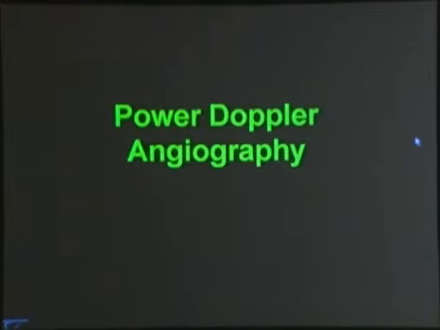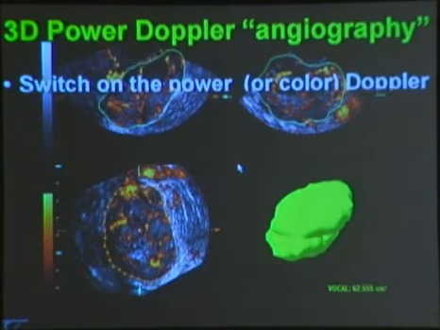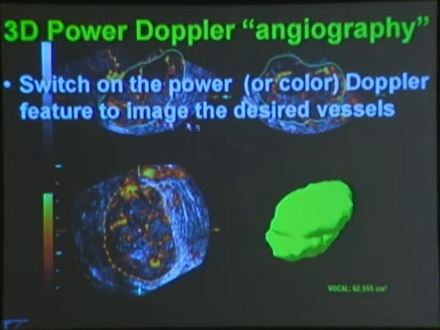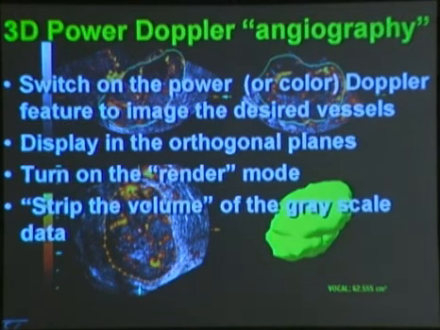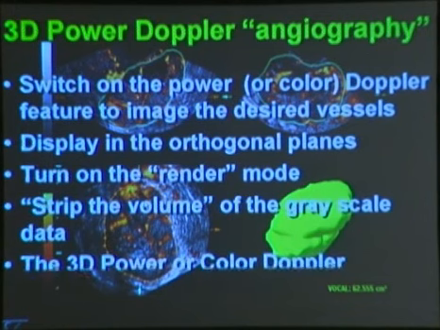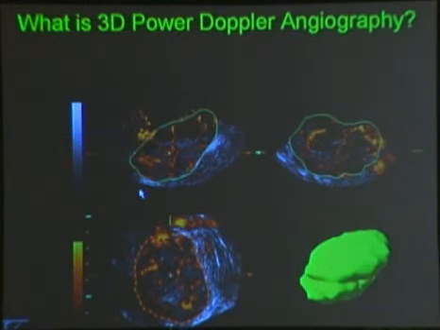Power Doppler angiography starts to become a pretty important tool. And what is it indeed? It is a special imaging display modality that enables selective showing of blood flow containing vessels after a 3D acquisition was done. And then you switch the power or the Doppler feature to image the desired vessels as you can see it in the background. You display it in the orthogonal planes, turn on the render mode, strip the volume of the grayscale data, leave only the vascular information, and then the blood vessels are displayed.